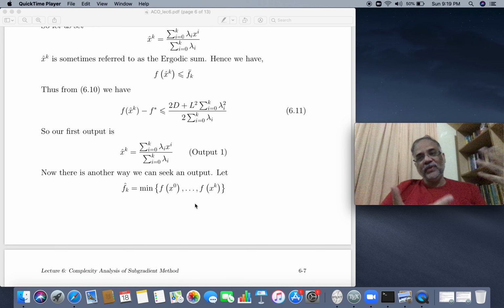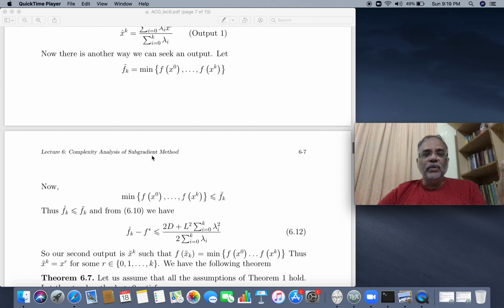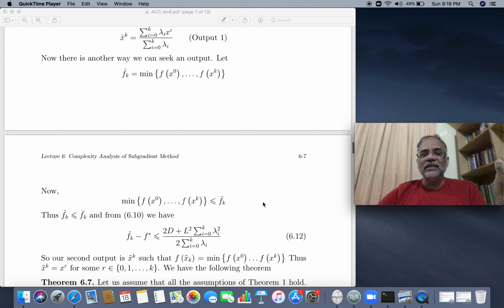So another way of taking an output, which is the second output, is instead of taking this kind of ergodic sum, you just take the functional value, the minimum value of the function among them, and that is what you would put instead of f bar k, because you can prove that this is less than f bar k.